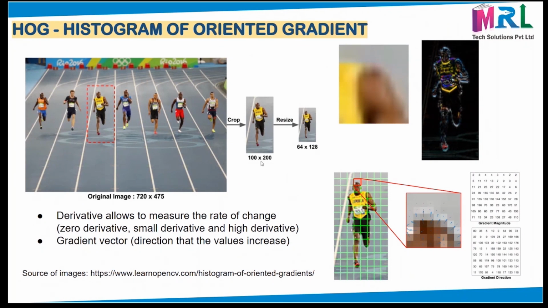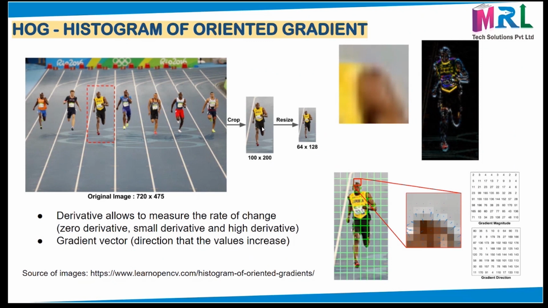When I crop, the size is 100 by 200, and then I'm resizing that to 64 by 128. You may ask why this particular size. The creator of this algorithm specified this size, and it works quite well and produces better results. That's why I stick to 64 by 128. So this is the basic thing in the algorithm: the first step is resizing your picture.